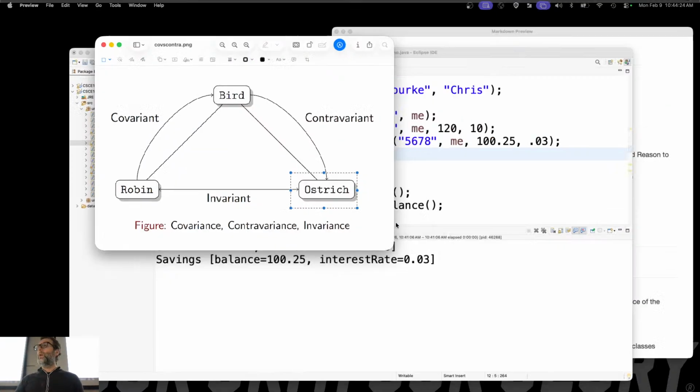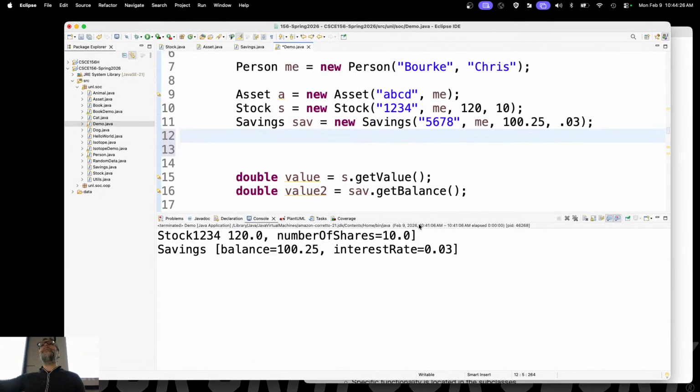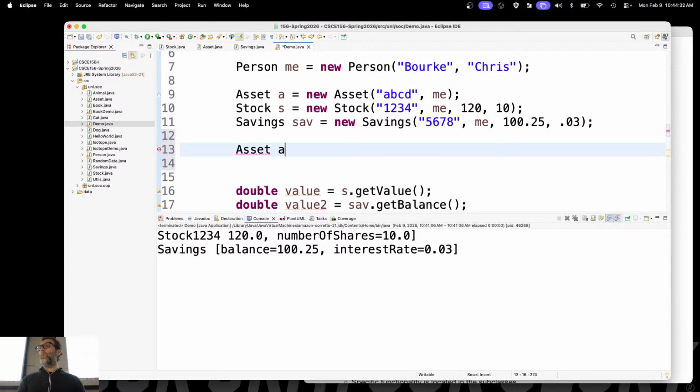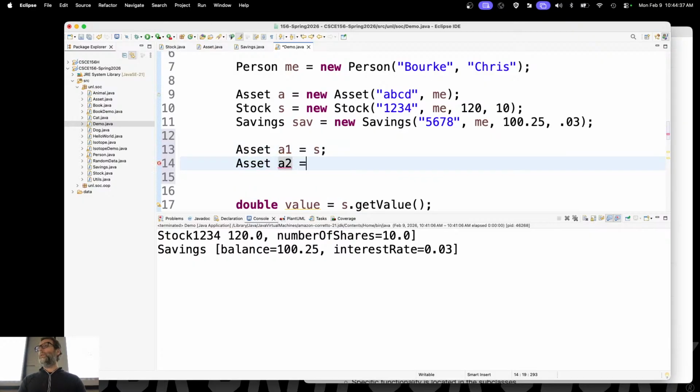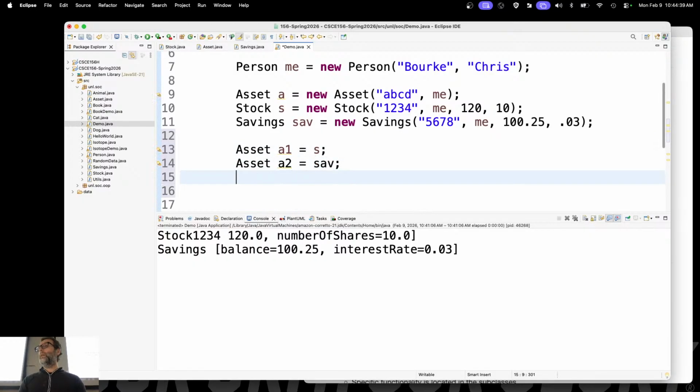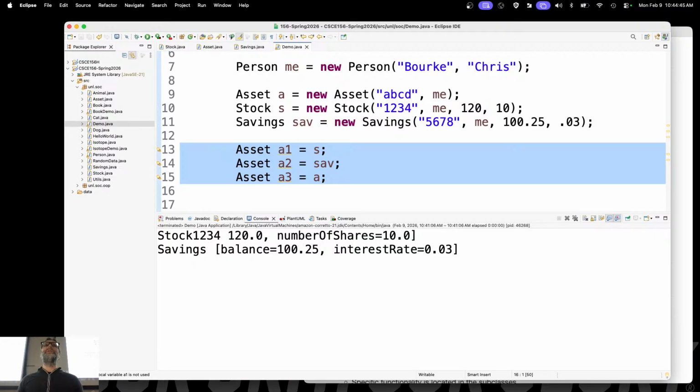Over here, I want to treat all my stock accounts, all my savings accounts, all my other assets, all just as assets. Asset A1 is equal to S. Asset A2 is equal to savings account. And asset A3 is equal to A. That way I can treat them all the same.